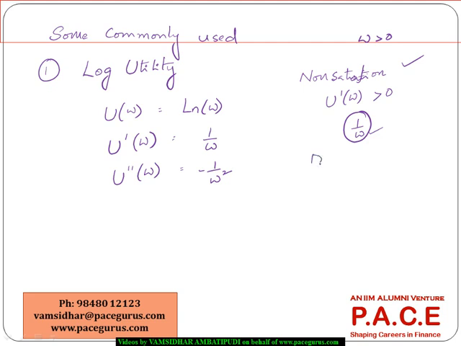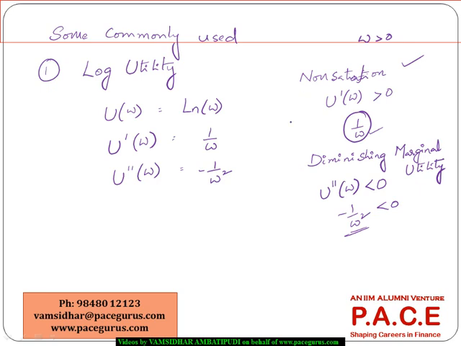And what about the diminishing marginal utility? For every utility function we look at, we first have to check these two, because only based on this can we say that the utility function is applicable. The diminishing marginal utility rule says the second derivative should be less than 0. So minus 1 by w squared, where w is positive, is less than 0.